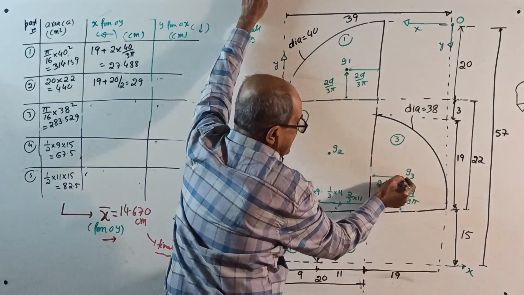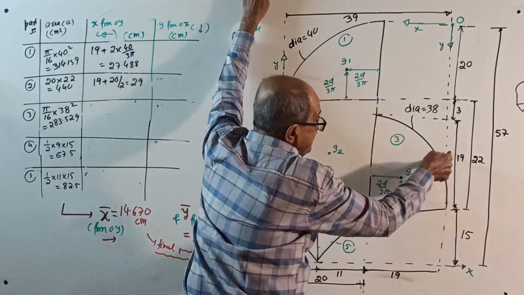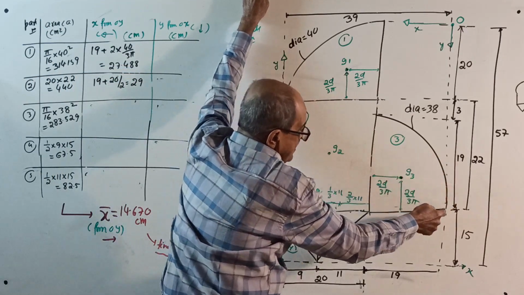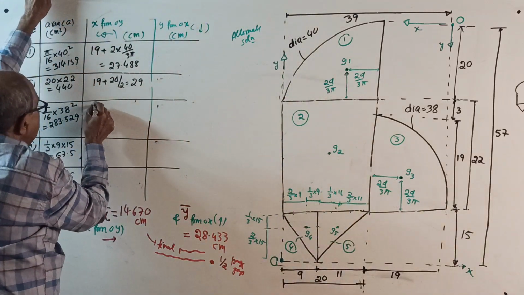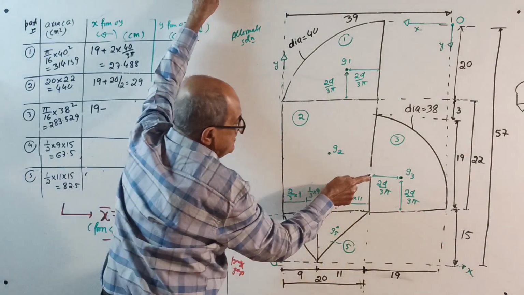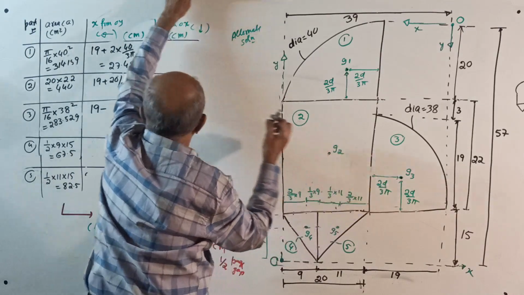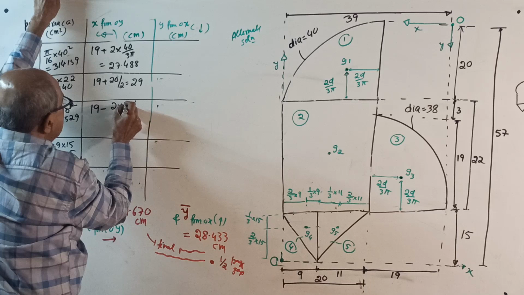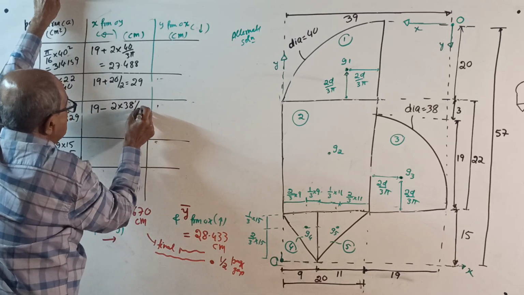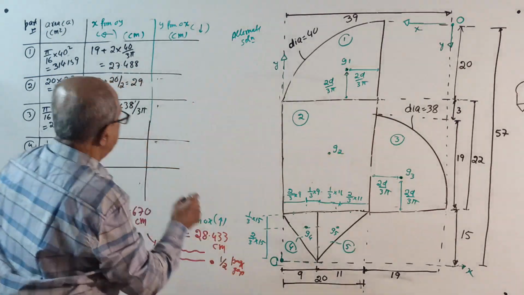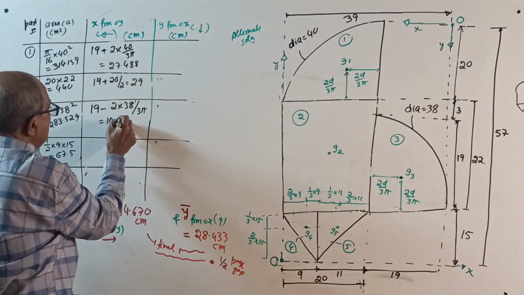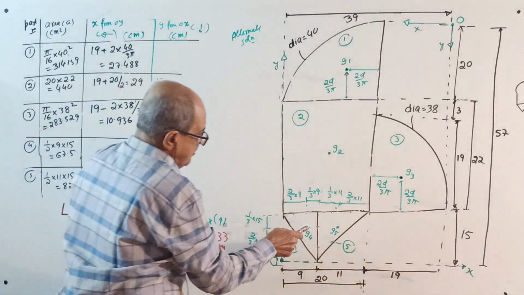Figure number 3 here. From here, this distance is 19 minus this distance, 2d by 3 pi, 2 into 38 divided by 3 pi, equals 10.936. Figure number 4.